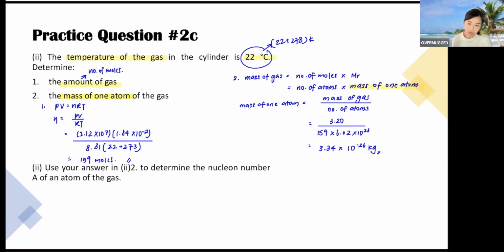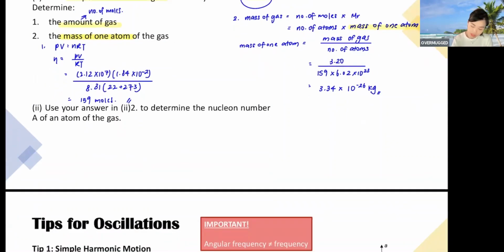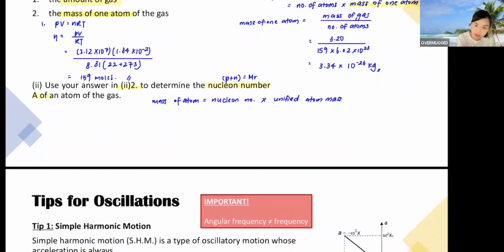Once you have the mass of one atom, now they say use your answer in part 2 to determine the nucleon number of an atom, meaning the number of protons plus neutrons. So how do we determine the nucleon number from the mass of the atom? We can say that the mass of an atom is equal to the nucleon number times the unified atomic mass, basically the mass of one subatomic particle, like the mass of one proton or one neutron.